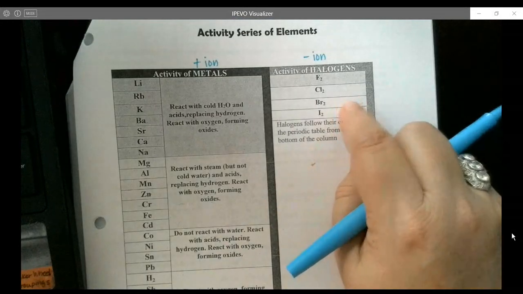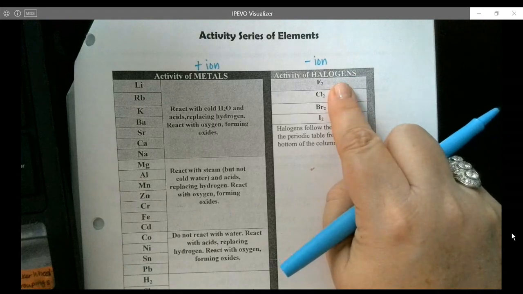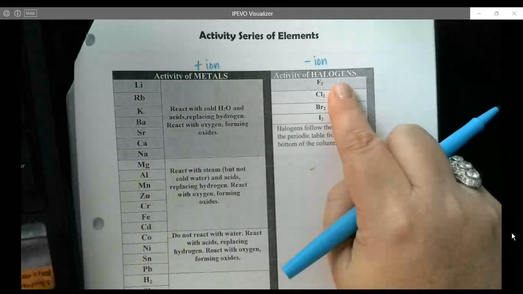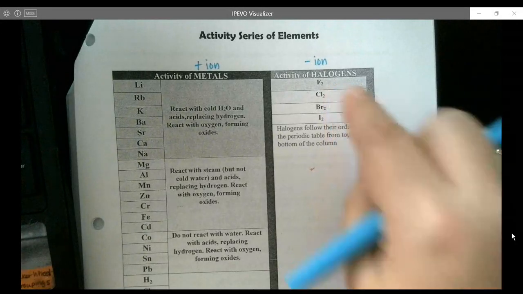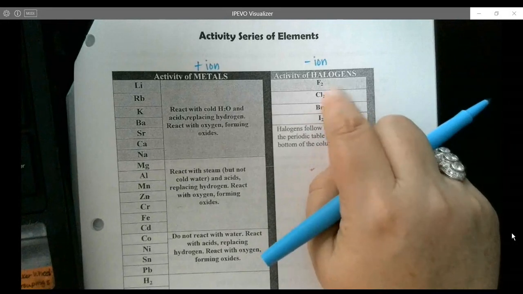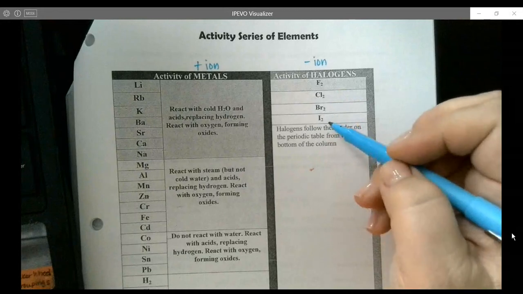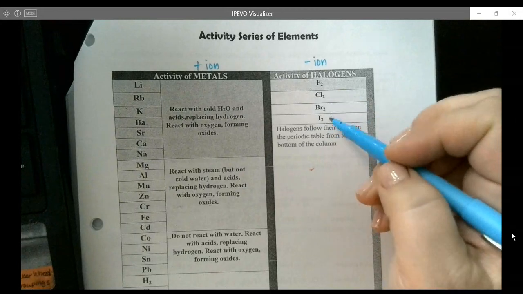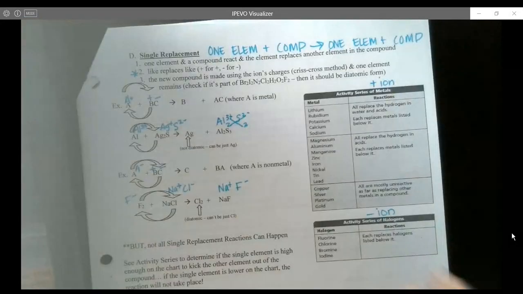Same concept over here, but this is just the list of halogens. And of course, who did you think was going to be at the top? Fluorine. It's the most electronegative element on the table, so it's got the most power. It's got the most ability to draw the other compound to it. Okay, so fluorine is going to be the king of the totem pole, so to speak. Fluorine can kick any of these other halogens out. Poor iodine, though, can't do much, okay? So you follow the order when you look.